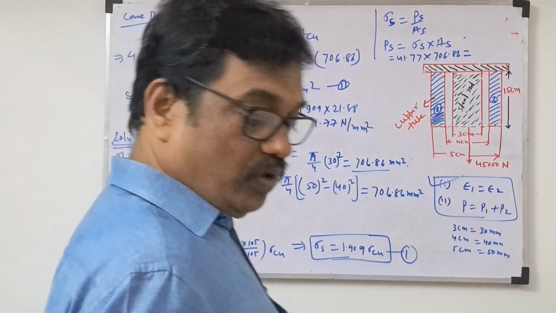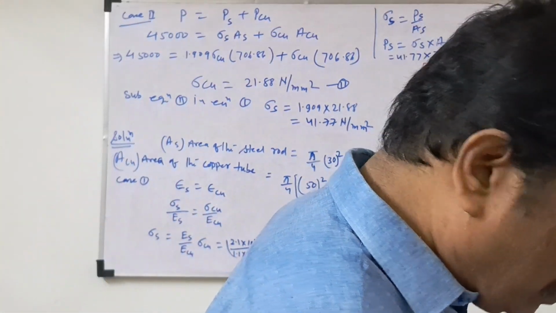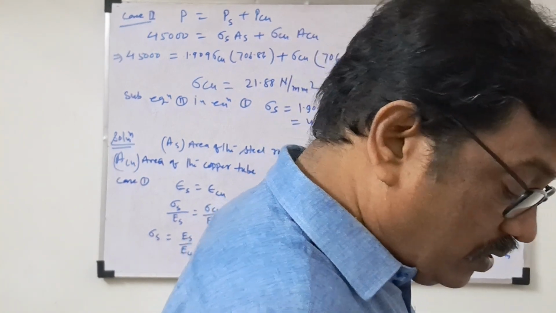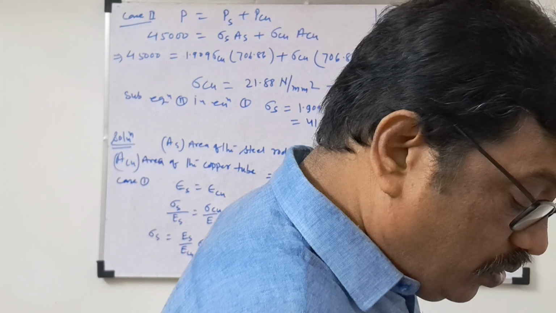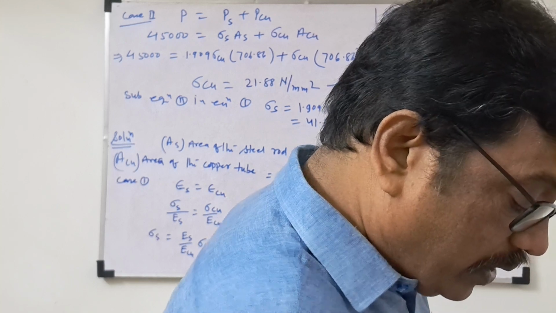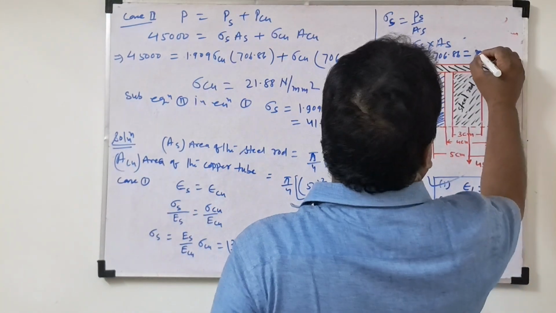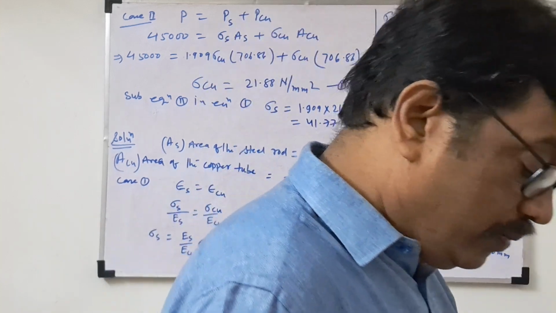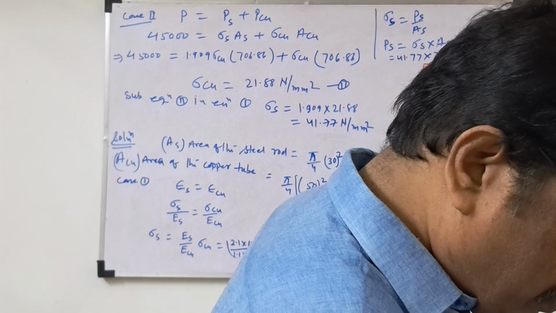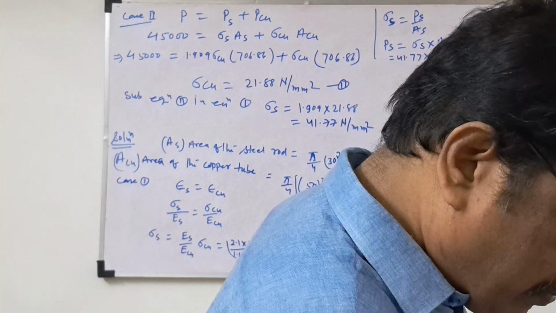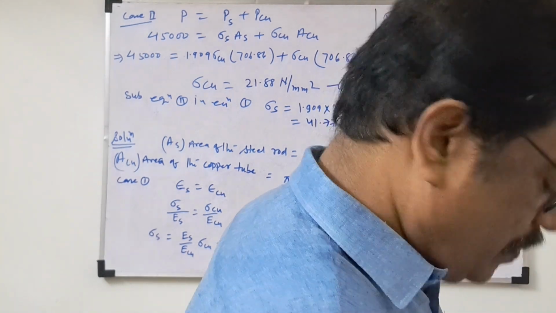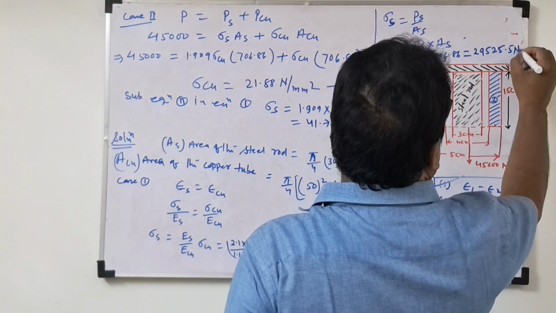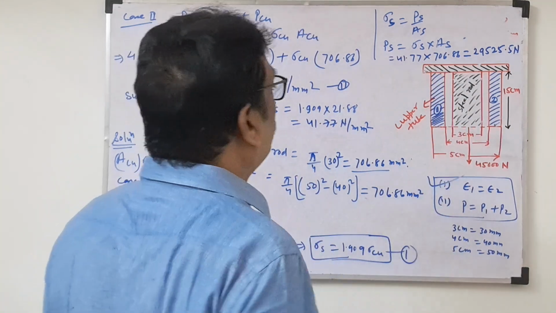So this is the load of the steel rod. How much will this calculation be? PS equals sigma S times AS. This calculation comes to 29525. It is a big value, 29525.5 Newton. So we got the load of the steel rod.